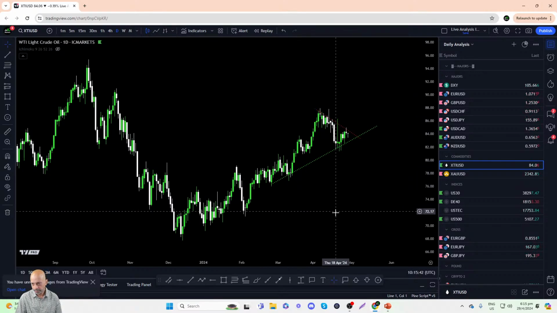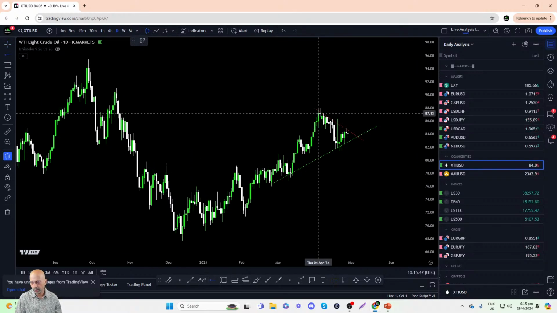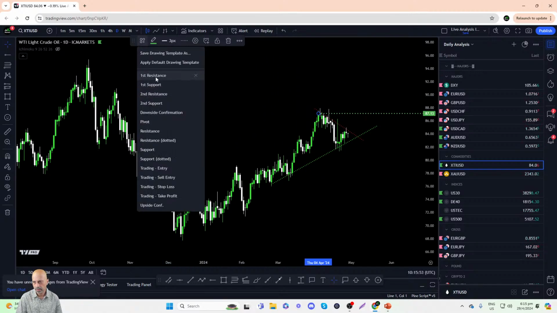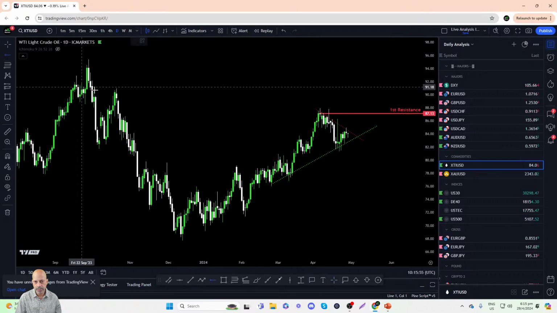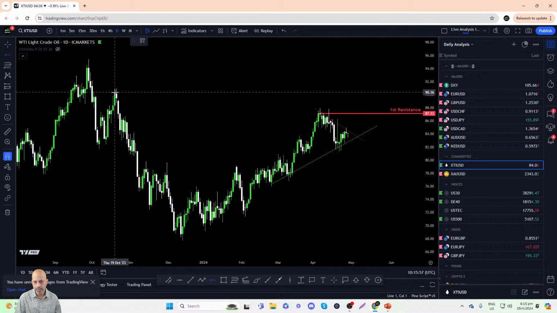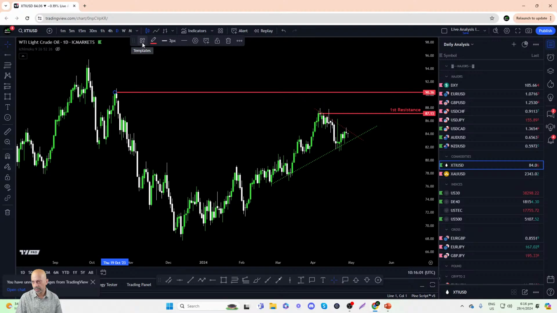Right, okay, so first resistance for oil, WTI oil, is going to be this pullback resistance that occurred at the beginning of April, which is at $87.13 per barrel. And the second major resistance is going to be at this swing high resistance that occurred on October of last year. So that's at $90.36 per barrel.